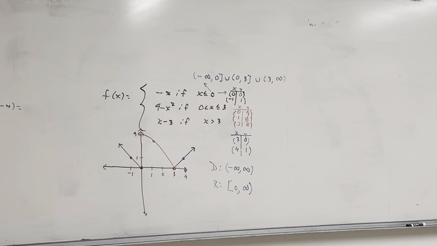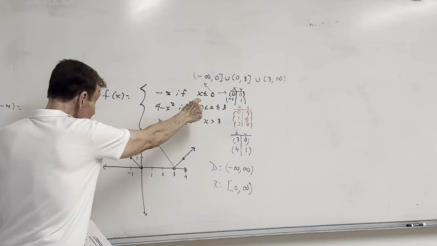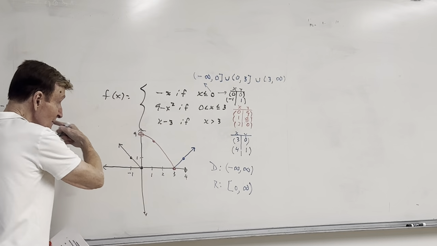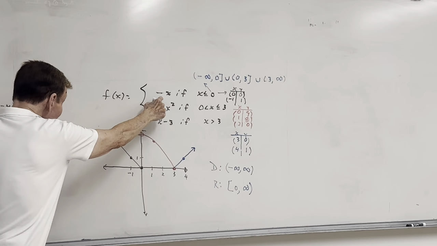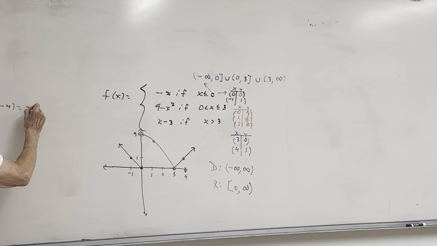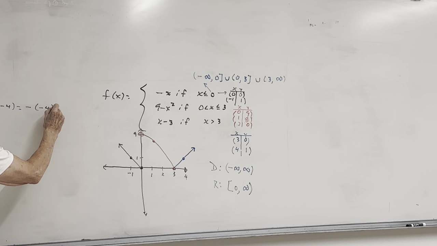F of negative 4, you got to find which of those 3 pieces negative 4 fits. And right here, by restriction, anything less than or equal to 0, and my negative 4 is less than or equal to 0, I use the first piece, which is negative x, negative negative 4 in this case. So the answer is 4.